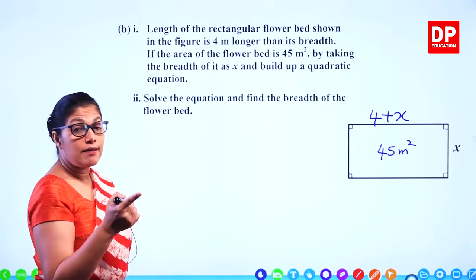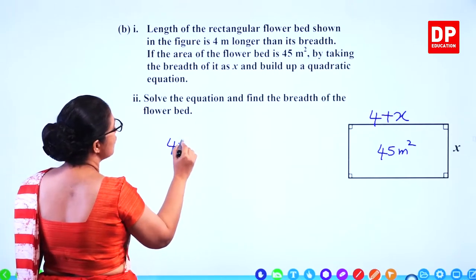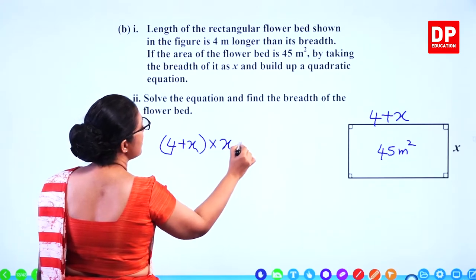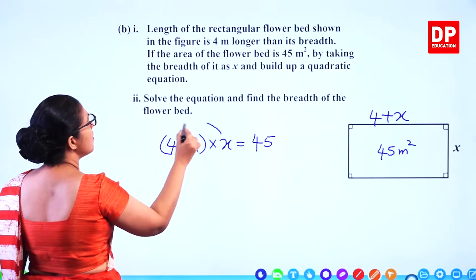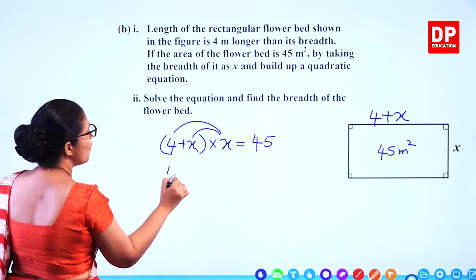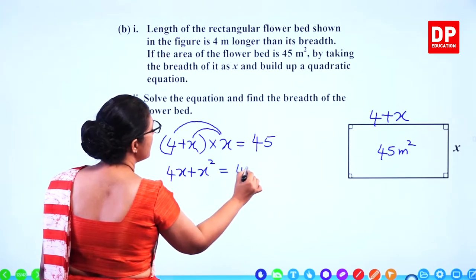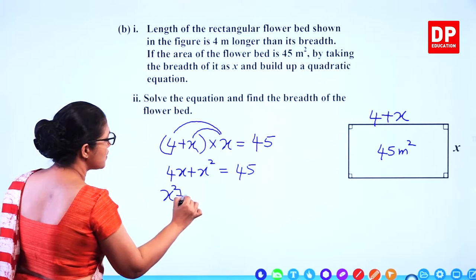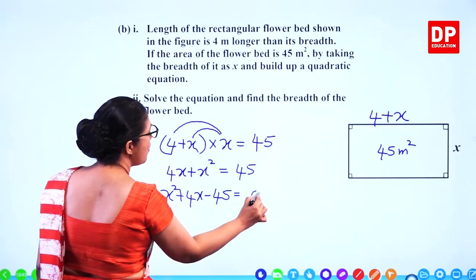So what can you write? Area of the rectangle: length, that's 4 plus x, into breadth, that's equal to 45. Expand brackets: 4x plus x squared is 45. Take all terms to one side: x squared plus 4x minus 45 becomes 0.